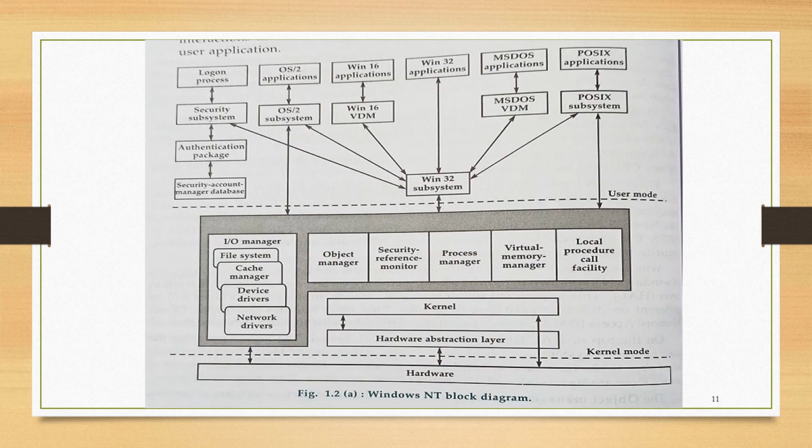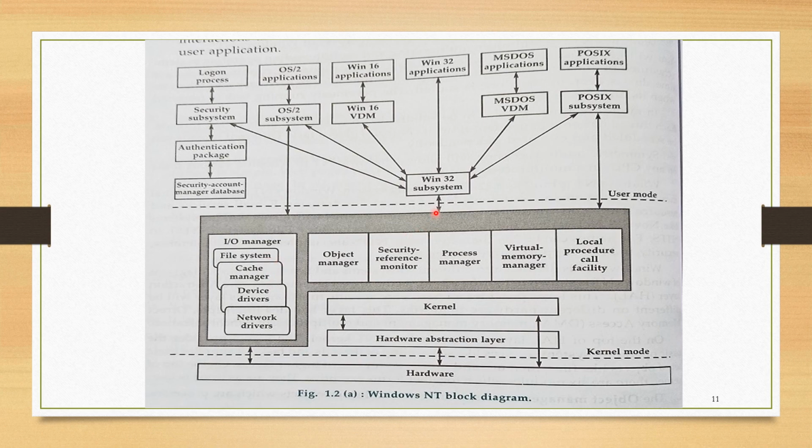So this is the Windows NT block diagram. This is your server, I mean hardware. This is the kernel. Above that is the kernel of the OS. This is the object manager. This is the security reference monitor. This is the process manager. This is the virtual memory manager. Local procedure call facility. These are network drivers, device drivers, file systems.